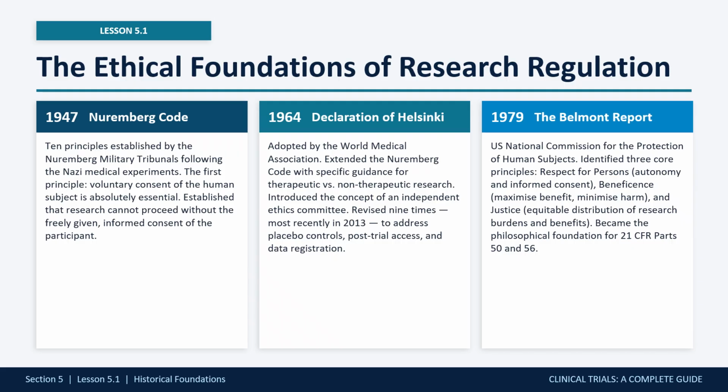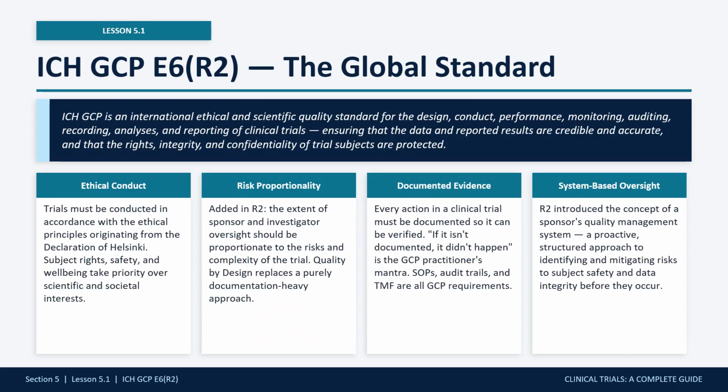clinical trials today. The International Council for Harmonization Good Clinical Practice Guideline, ICH E6, is the document that converted the ethical principles of the Declaration of Helsinki into an operational standard for clinical trial conduct. It was first adopted in 1996 and significantly updated in 2016 with the R2 addendum. The definition on screen captures its scope.